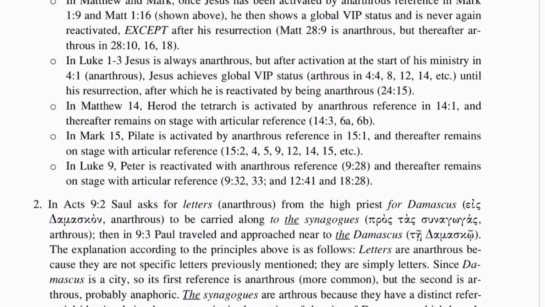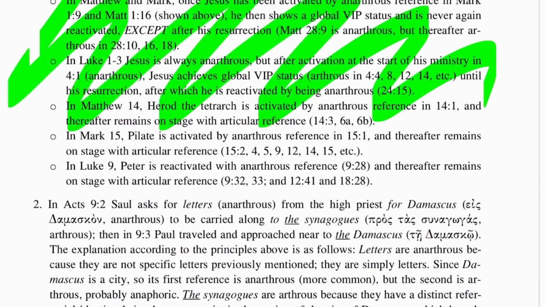In Luke 1 through 3, Jesus is always anarthrous. I guess he's just that important, right? After activation at the start of his ministry, in Luke 4:1, he's anarthrous. But then after that, Jesus achieves a global VIP status. So we then observe him being arthrous, having the article thereafter, until his resurrection, after which Jesus is reactivated by being anarthrous in 24:15, that is, without the article. This kind of stuff is really quite amazing. So you can see that summary there.